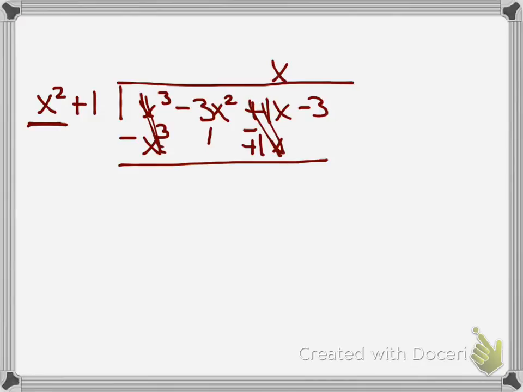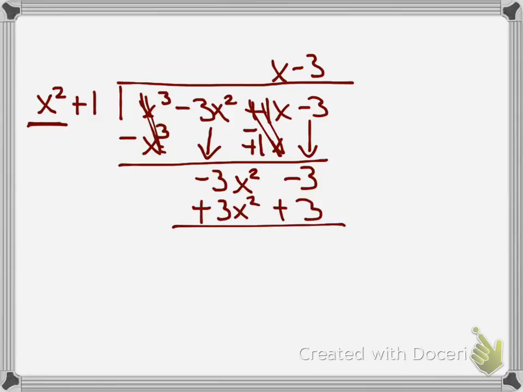But I still have open spaces here. So both of these are going to come down, because I would have been just bringing that one on the end down. What do I need to multiply by x squared? I need to multiply by negative 3. Multiply. And there you go. Change the signs. Remainder is 0.